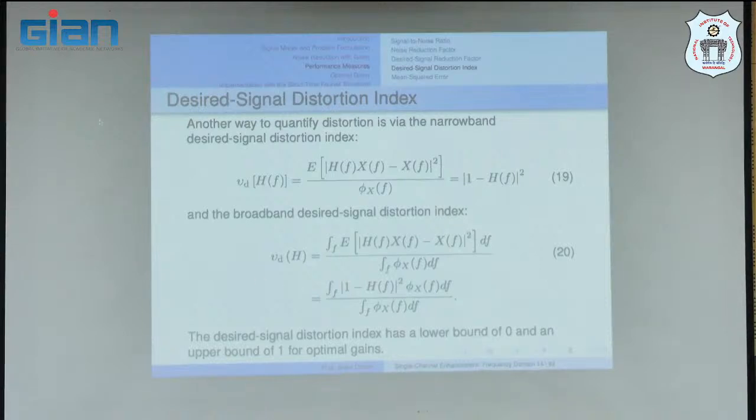For the broadband distortion index, we need to take the integral in the numerator and the integral in the denominator before we cancel out the variance of X. So we have this expression. And of course, this distortion index is generally between 0 and 1, and we want it to be as close as possible to 0, which means that the desired signal is undistorted.